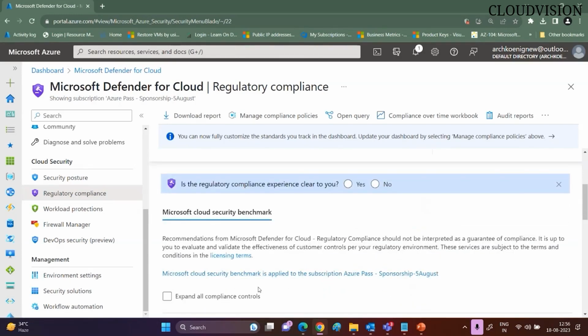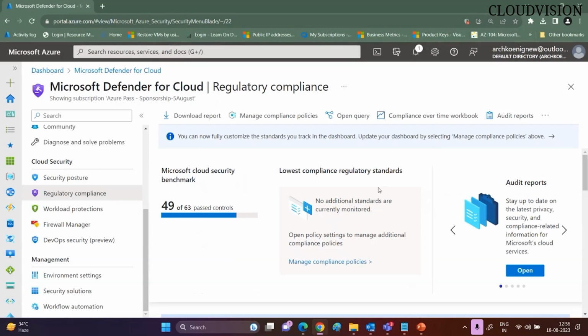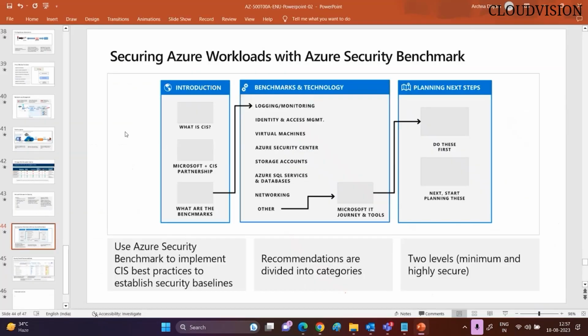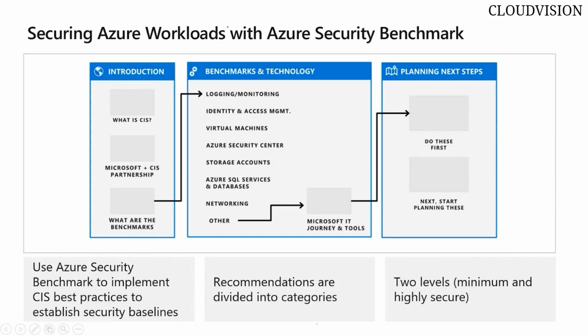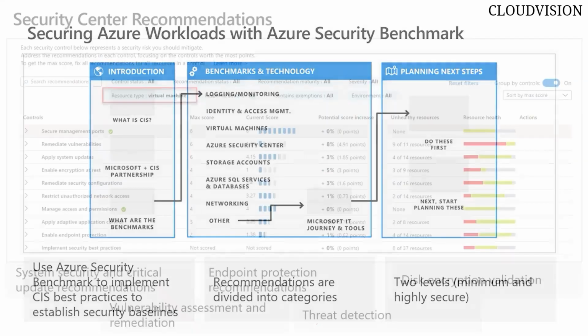Maybe you don't want to apply the Microsoft security benchmark. That's fine. You can just say no for that, and you can apply your own standards and your own guidelines. Currently I just have the Microsoft security benchmark, with 49 of 63 PaaS controls. We do not have any additional standard currently monitored, so you can add more compliance policies over there. This is possible using Defender for Cloud. Automatically it will be there.